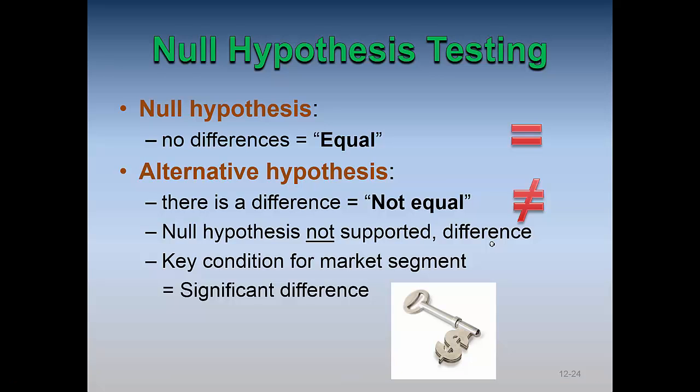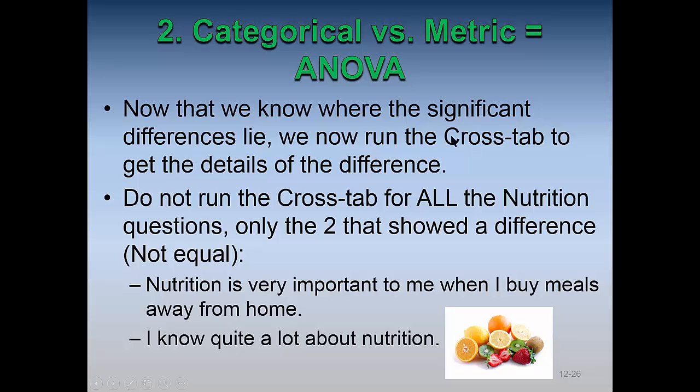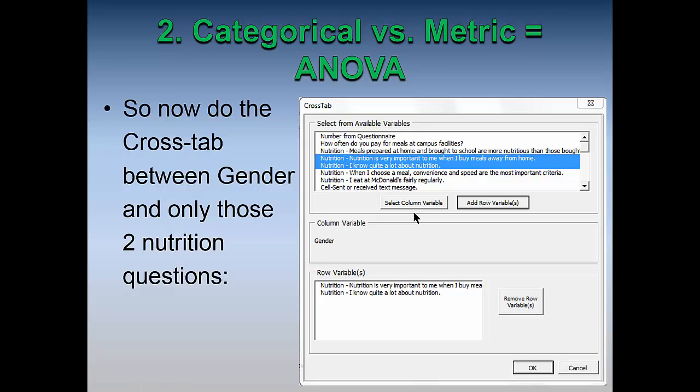So we know we found two not equal, and that is summarized here in this slide. We found two. Nutrition is very important to me, and I know quite a lot about nutrition. There is some difference. So now we know that there is a difference. We now have to run the cross tab, which we already did in the previous video, to get the details of the difference. So we don't have to run cross tab on all nutrition, only on the two that showed a difference. Okay? So this will look familiar to you.